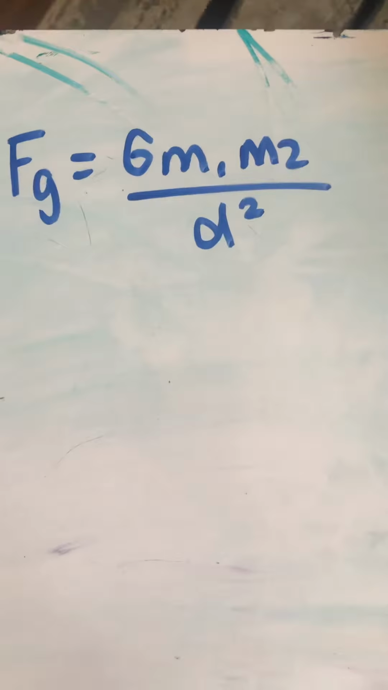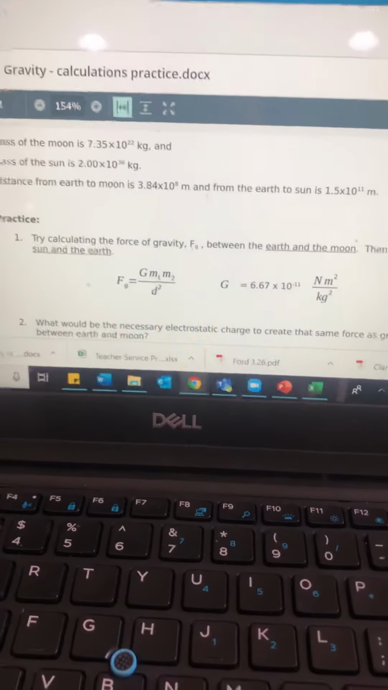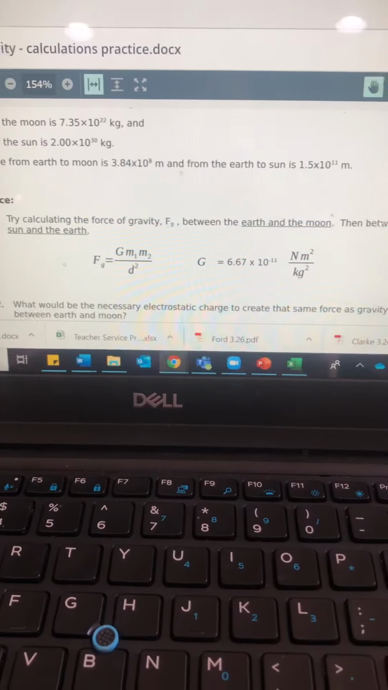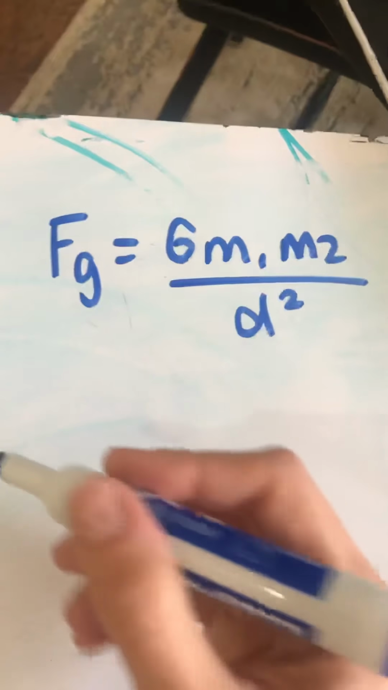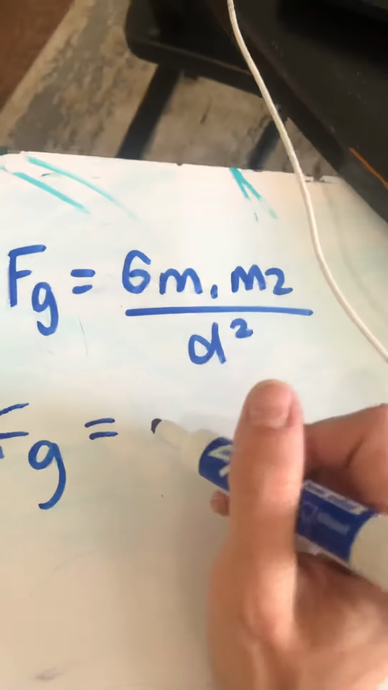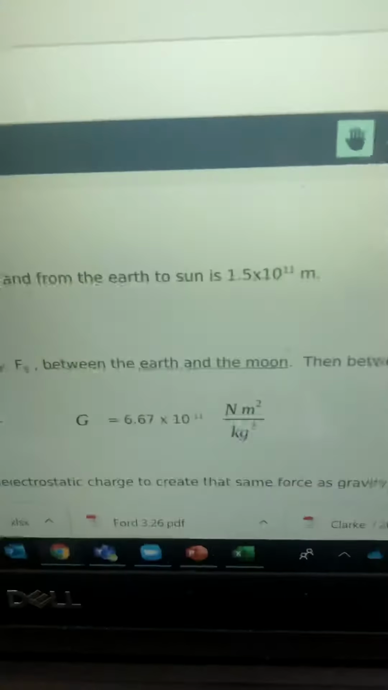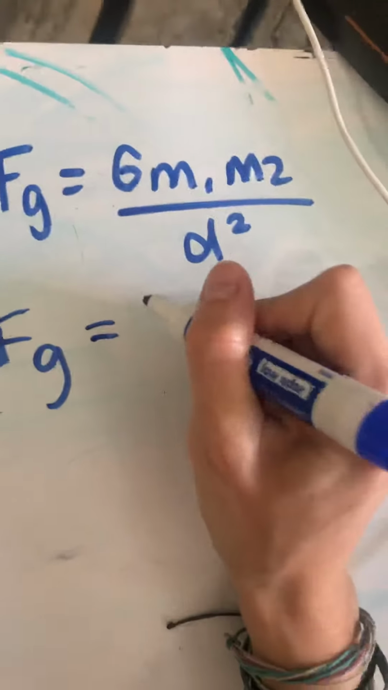Okay, so I'm gonna do one of the questions that Mr. Patterson posted, practice question number 1, trying to calculate the force of gravity Fg between the Earth and the Moon. So I wrote the formula on my board, and I'm calculating the force of gravity, so I don't know that. G, he gives us on the paper, that's a constant. It's 6.67 times 10 to the negative 11th.